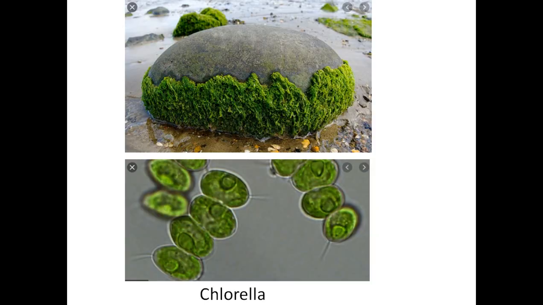You can see I have given you a very beautiful image of how algae grows. You can see this type of algae can be seen with naked eyes, but when you see under a microscope, you will find this type of cellular structure, which is the structure of chlorella. You can see it in your book also.